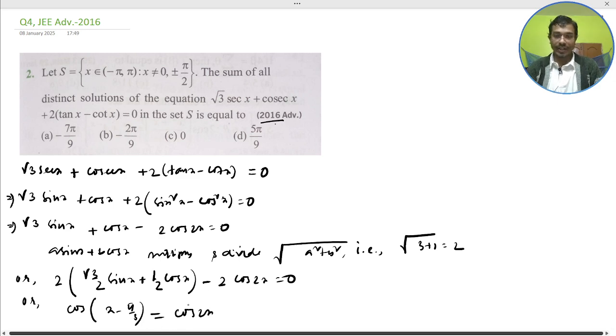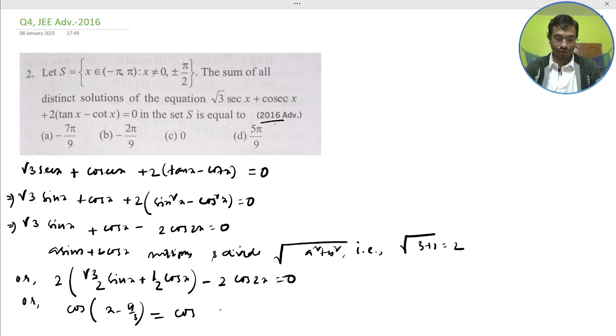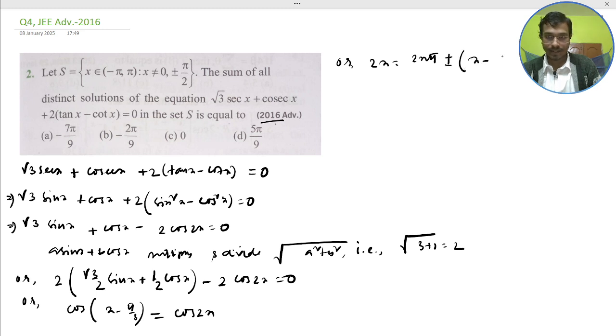So this is cos theta equal to cos alpha. Cos theta equal to cos alpha means theta equal to 2n pi plus minus alpha. Here theta is 2x and alpha is x minus pi by 3. So 2x equal to 2n pi plus (x minus pi by 3), and another, 2x equal to 2n pi minus (x minus pi by 3).